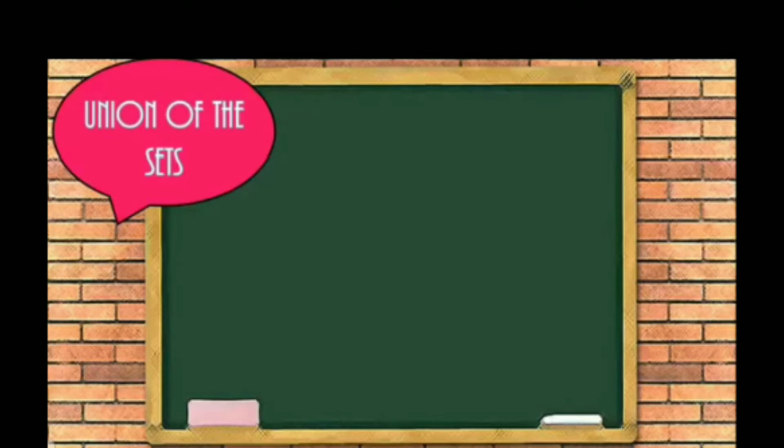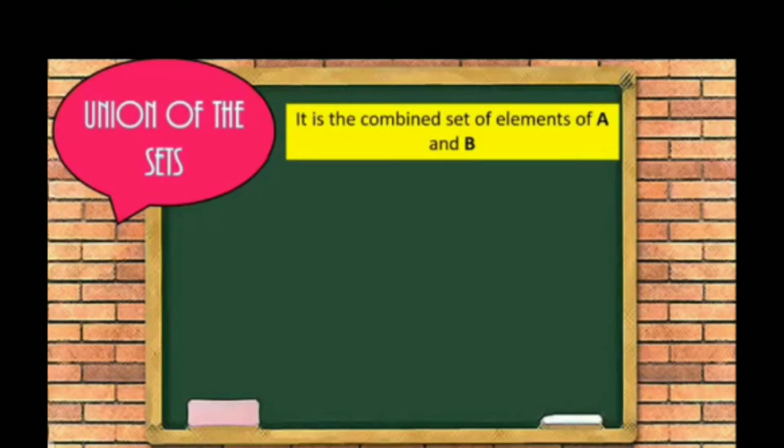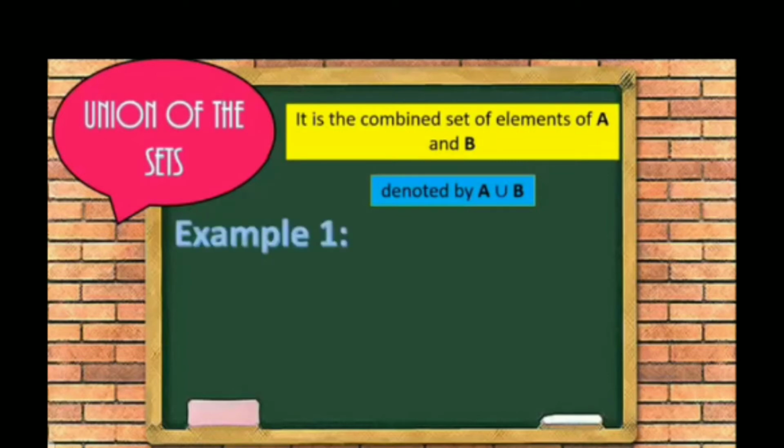Next, the union of the sets. It is the combined set of elements of A and B, and it was denoted by A union of B. Example number 1. We have the elements of A 0, 2, 4, 6, and 8. And the elements of B 6, 7, 8, 9, and 10.